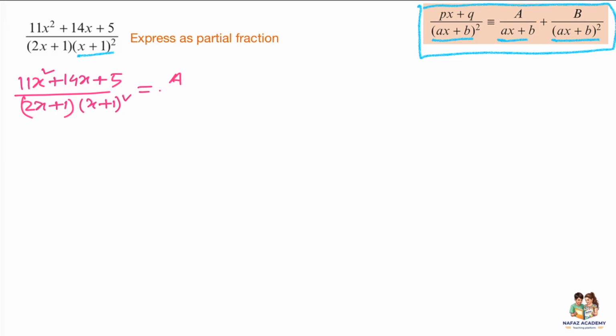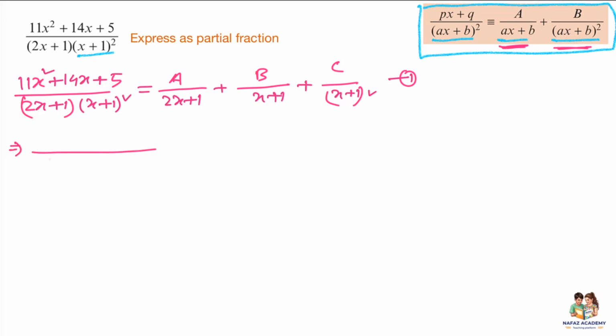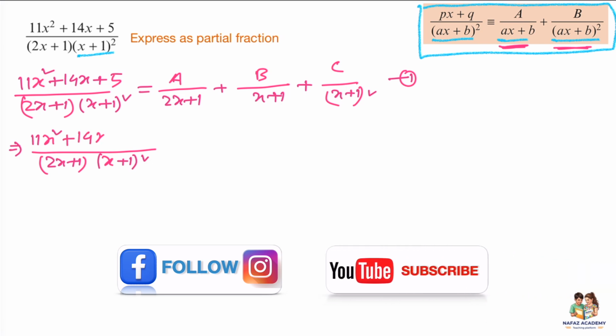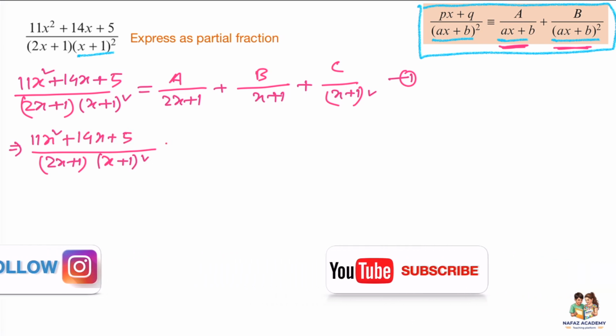then equal, then A over 2x plus 1. At first write the x plus 1 for B, and for C, x plus 1 square. Okay, if it is a whole cube, then you have to write another D over x plus 1 cube for the whole cube. Okay, so it is equation 1, and now write the left side as it is.